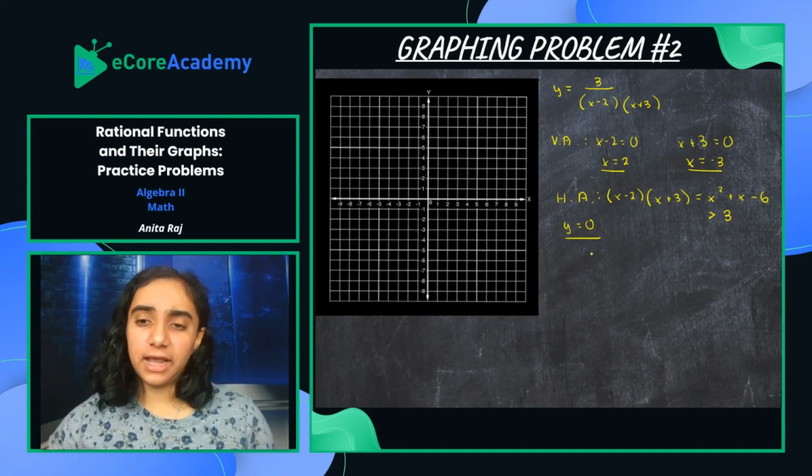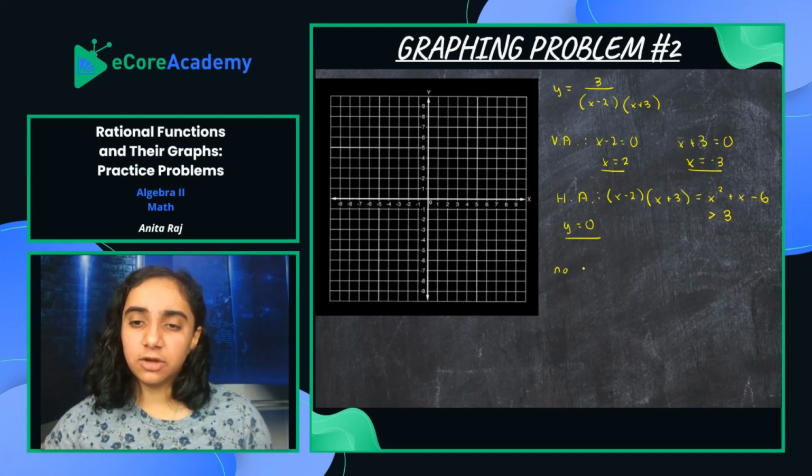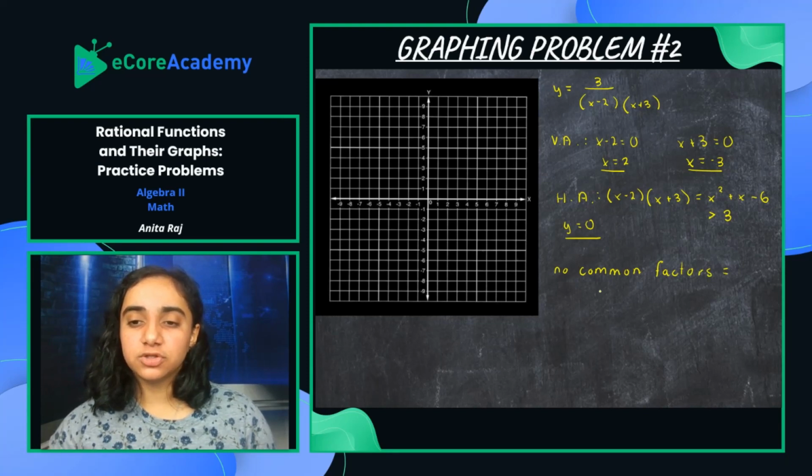And then we're going to look at holes. However, as you can see, we had no common factors. So we couldn't reduce this, and we also couldn't find any common factors between the numerator and denominator. When there's no common factors, that means there are no holes. So we don't have to worry about holes for this problem.